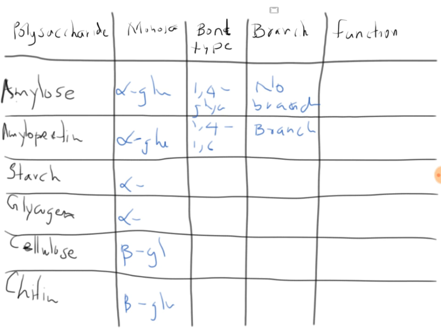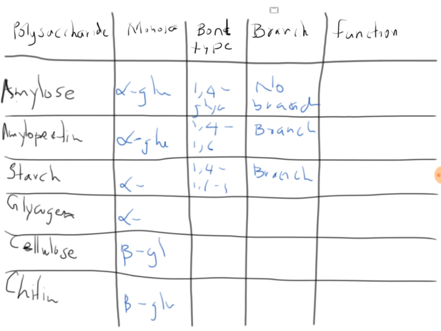And for starch, starch is made up of amylose and amylopectin. So what can you say about the bond types there? As it includes both amylose and amylopectin, it should include all the bond types in amylose and amylopectin. So it should have 1,4 glycosidic bonds and 1,6 glycosidic bonds. So they also have branches.